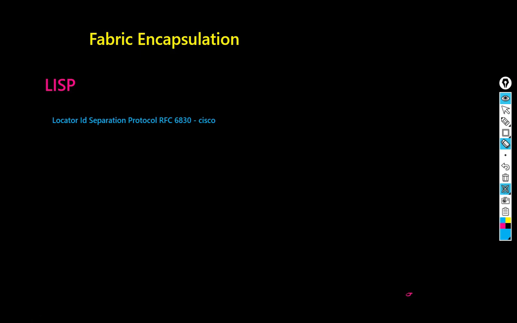Welcome again. In this video, we're going to look at the fabric encapsulations. And first of all, we're going to take a look at LISP. Locator ID Separation Protocol is an industry standard protocol described in RFC 6830. LISP was originally conceived as a potential solution to address the scalability and address limitations that are inherent to traditional IP-based networks used on the internet.